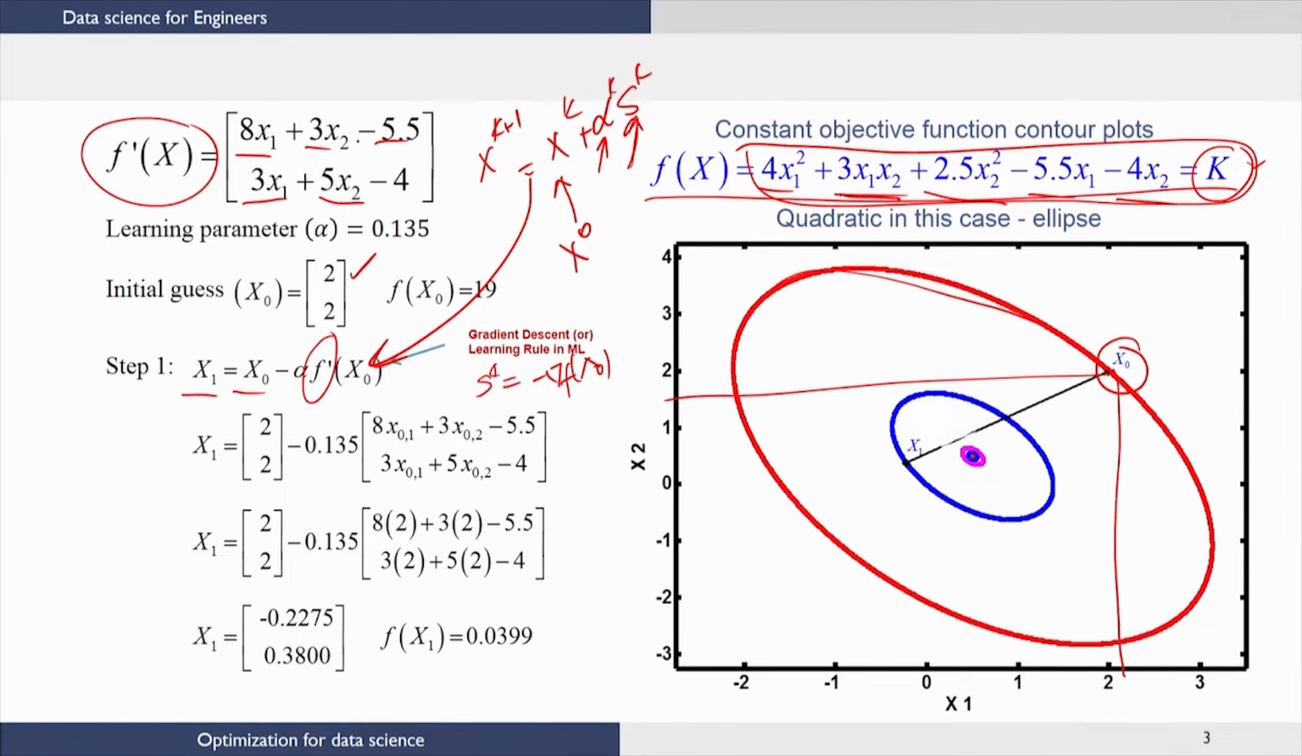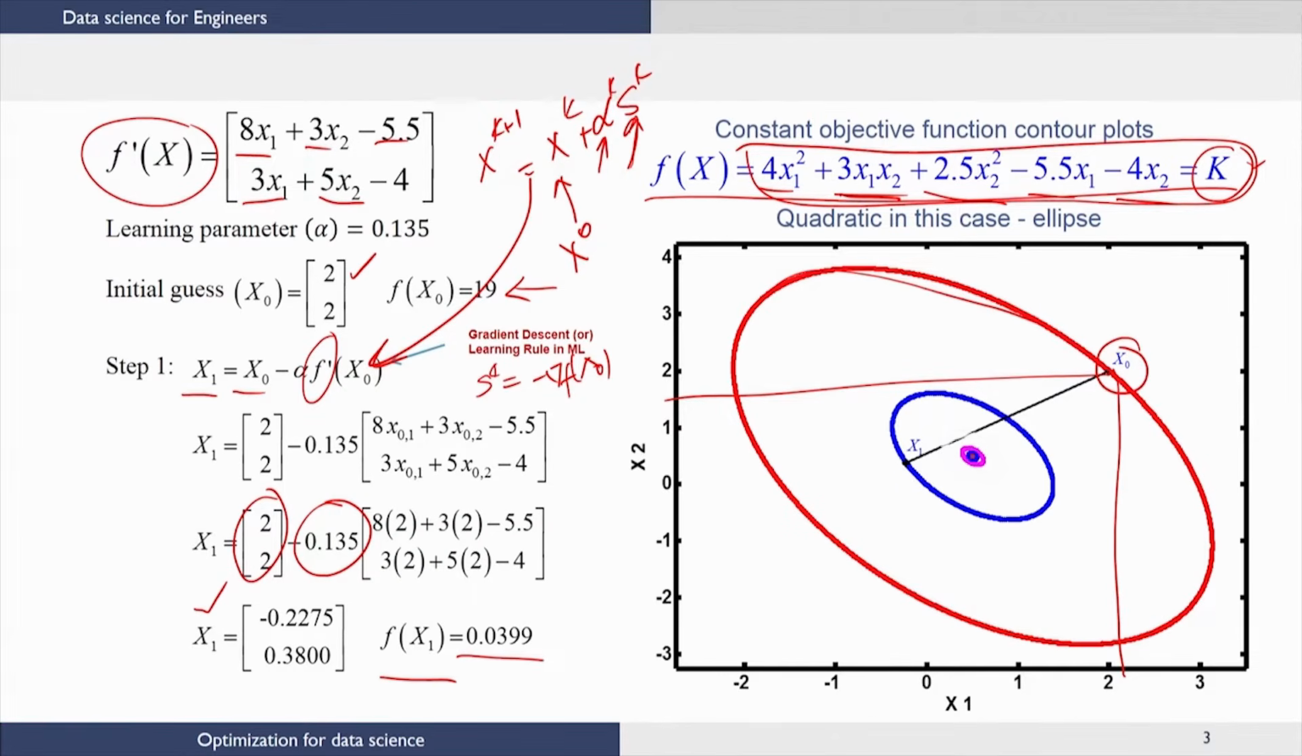Now, what you need to do is, once you identify this, if you look at this equation, this direction, which is a gradient direction, has to be evaluated at x naught, and since our original x naught is 2, 2, I am going to substitute the value of 2, 2 into these equations. So, I have 8 times 2 plus 3 times 2 minus 5.5, and 3 times 2 plus 5 times 2 minus 4, and this is the learning parameter, and this is our original point, which gives me a new point x 1 after simple computation. And when you compute the function value at x 1, you notice that the original function value was 19. Now, it has come down to this number right here. So, the point that we are trying to make is this direction is actually a good direction, and then you move in that direction and you find that your objective function value decreases, which was our original intent, because we are trying to minimize this function.